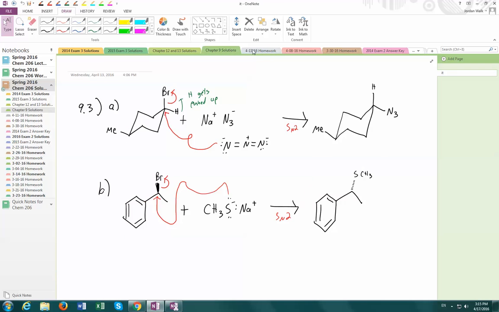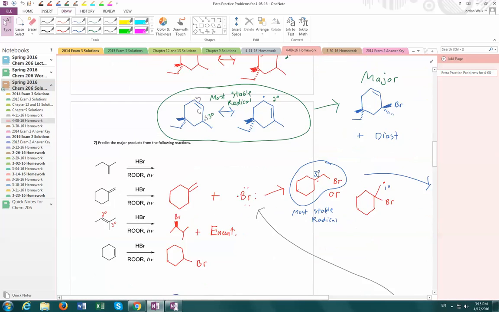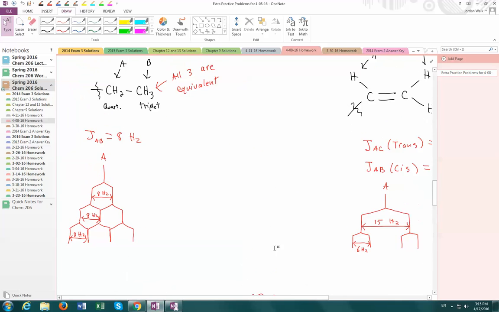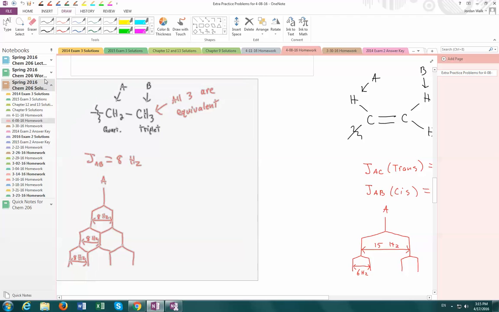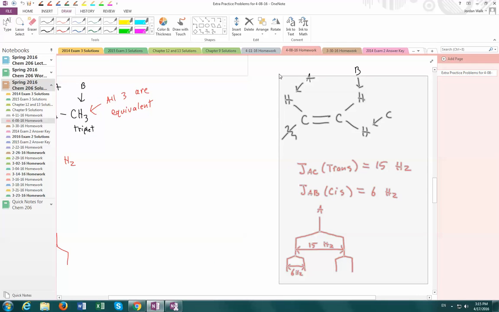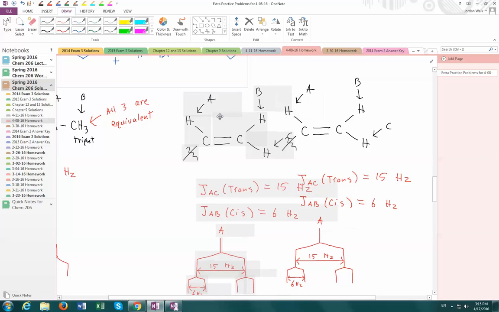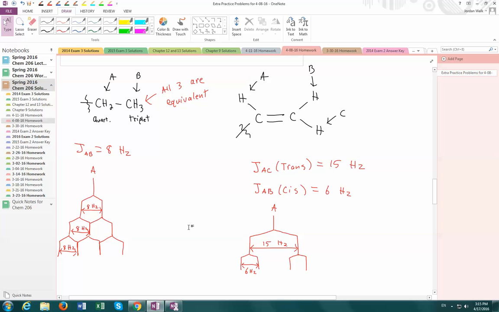Now that I've got you all here, let's look briefly at what's going on. There are two types of systems that we've talked about in terms of coupling. Over here on the left side, we're just going to have some alkane stuff. We've learned that when we have alkane stuff, we can use the n+1 rule, right? And this is why we can use the n+1 rule.